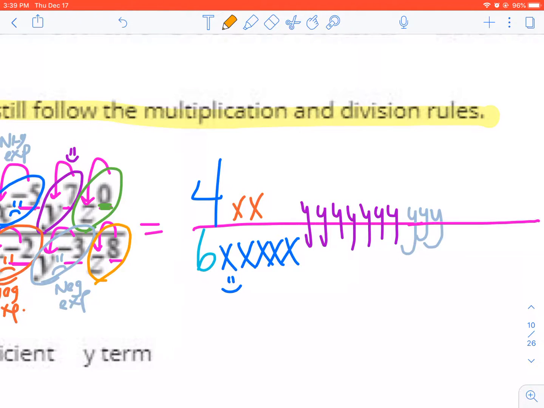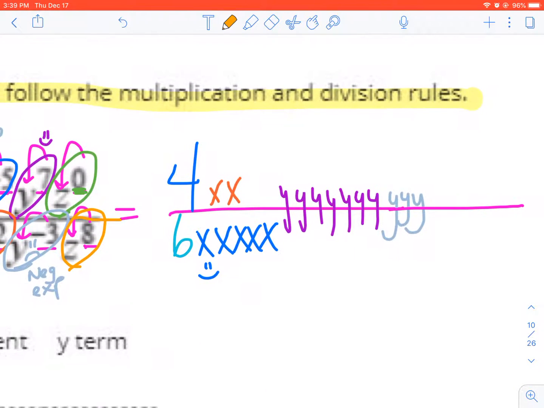And z to the 8th power is currently on the bottom in the denominator of the fraction, and it's happy being down there. So we're going to keep it down there, and we're just going to write 1, 2, 3, 4, 5, 6, 7, 8 z's on the bottom where they're happy.